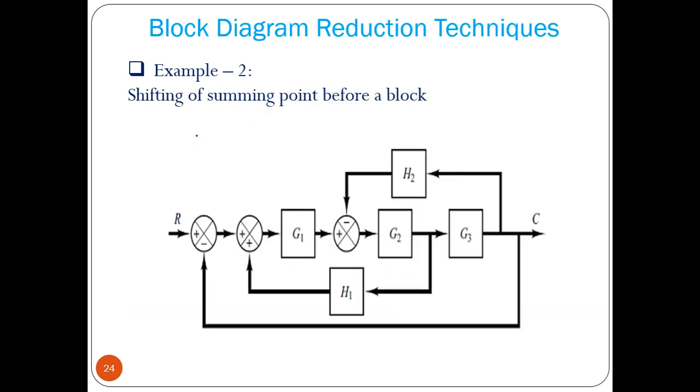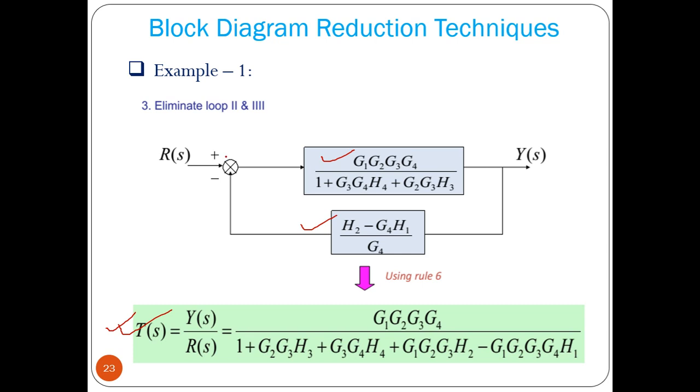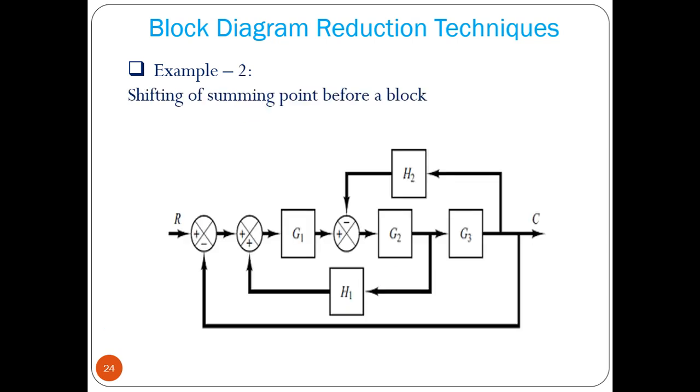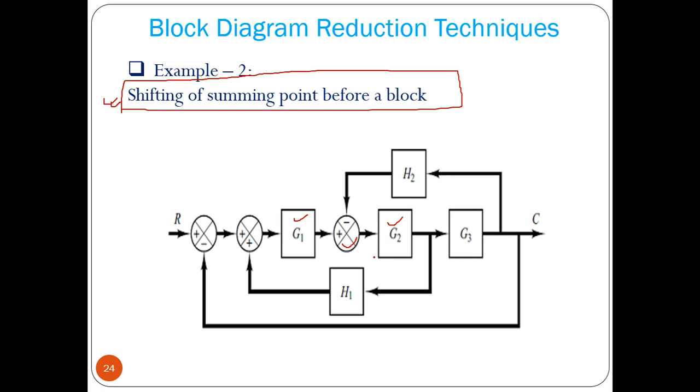Now another problem here. Up to now we have seen how to shift a takeoff point before and after a block to solve the problem. Now let us try to solve one or two problems where we have to shift the summing point. What you can see, this is the summing point. If we shift that, then these two blocks come in series. So we can shift this summing point here, we can place it in this point, or in this point, anywhere, because for a summing point we can change the order without any problem.